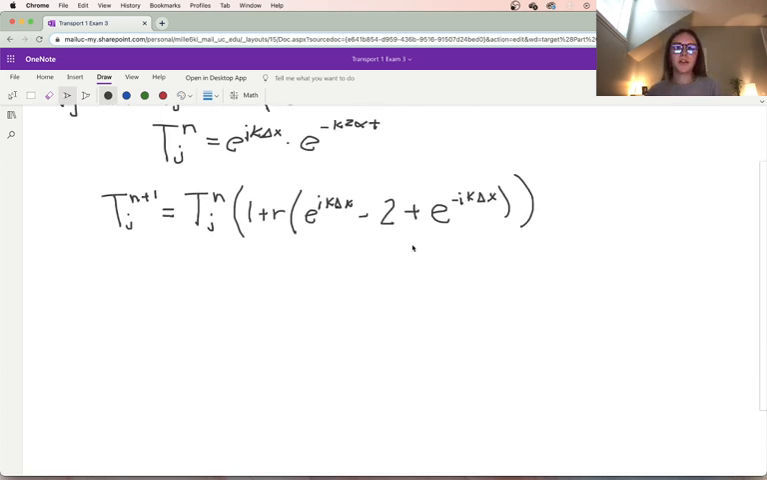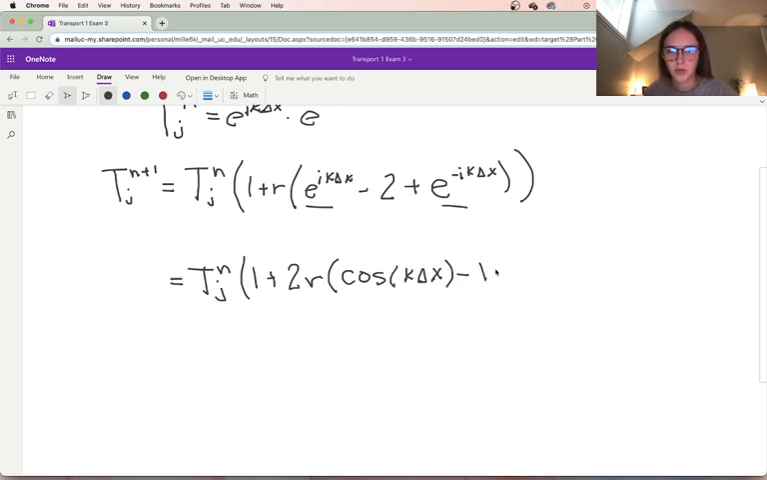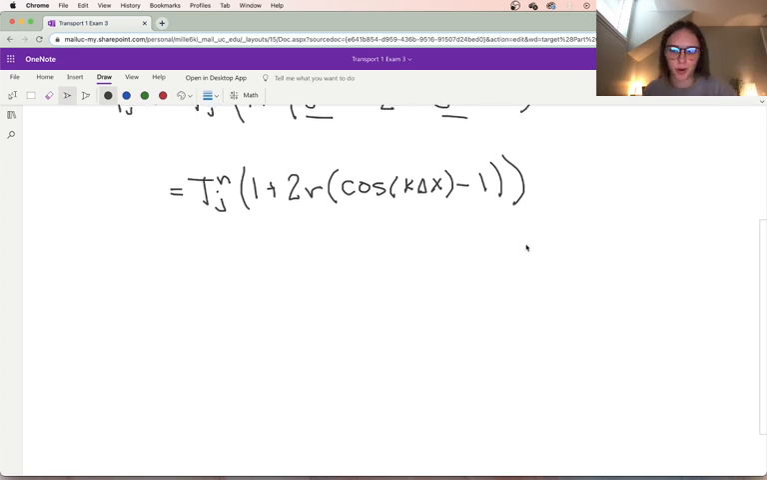And so one of the identities that we know is that if we are adding this and this, that will give us cosine. And so we can rewrite this as Tj to the n times 1 plus, and we're going to factor out this 2, we're going to have 2R, and this is going to be the cosine of k delta x minus 1. And so this is an identity that we have discussed that we should just know for this problem.